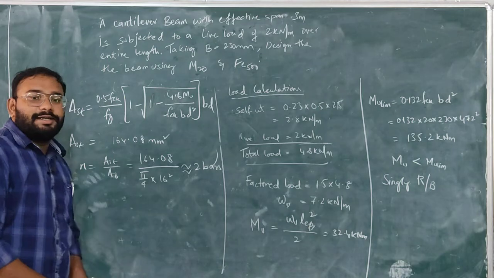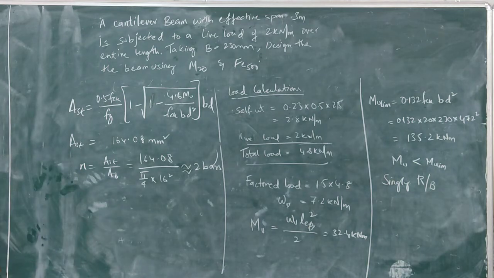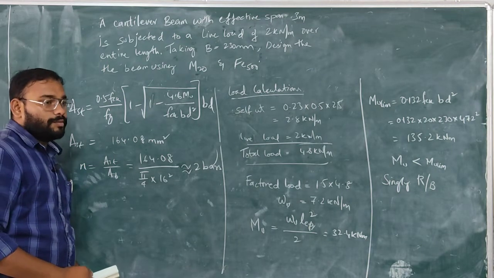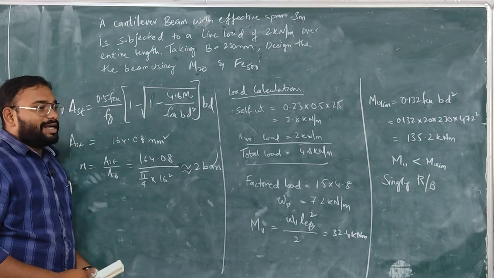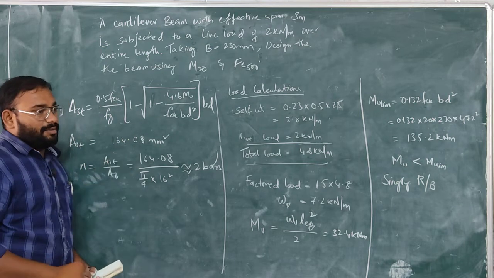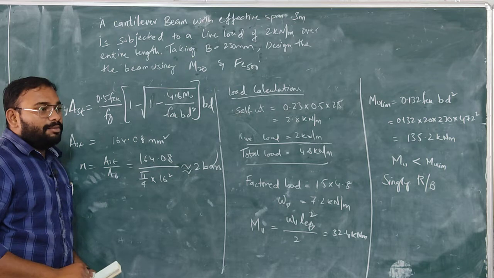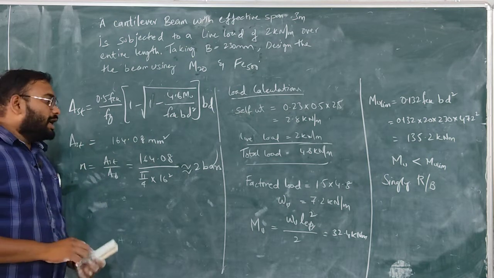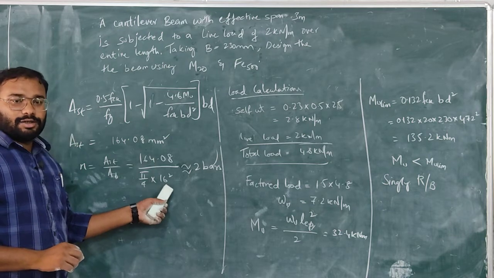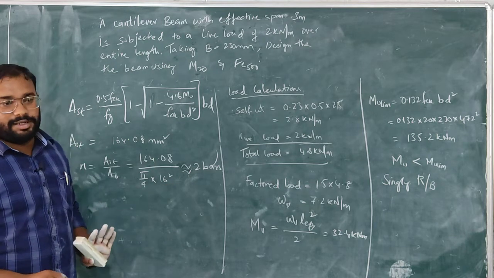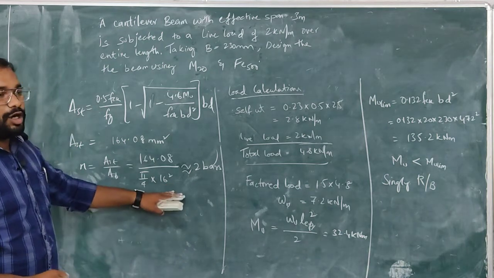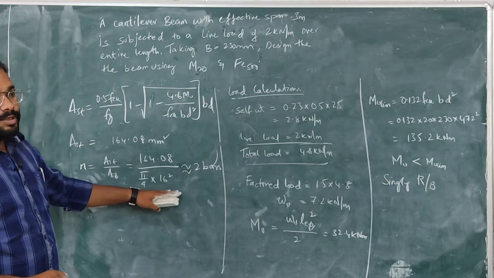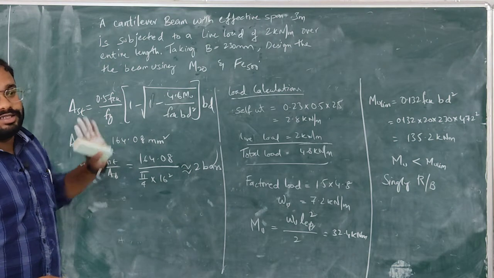How many bars are you getting? 0.81. You cannot provide 1 bar. In a beam, you should have at least 4 bars in 4 corners. Either you reduce the diameter or you provide 2 bars of 16 mm diameter. If you reduce the diameter, what will change here? Calculation for small d will change.